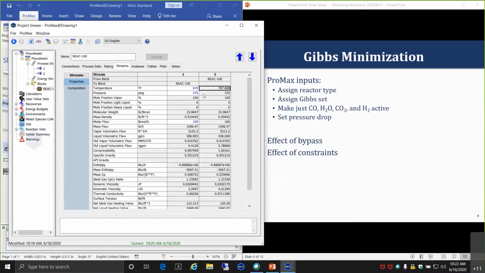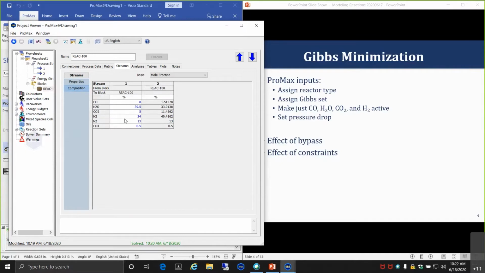We have our pressure drop of 5 pounds. We have the same number of moles, and that's because the reaction that has occurred is simply equal molar on both sides. And so there's simply no change in the number of moles. But if we look at the composition, you will see that the concentration of CO and H2O have gone down, while the concentration of CO2 and H2 have gone up. The N2 and the methane are constant.